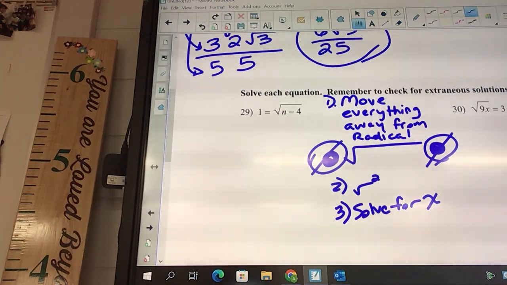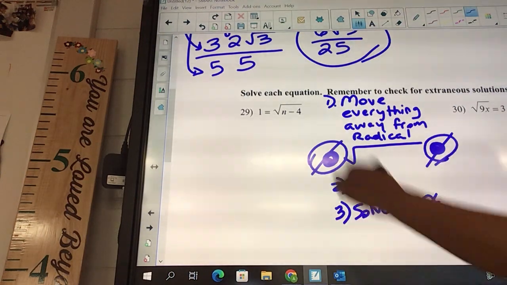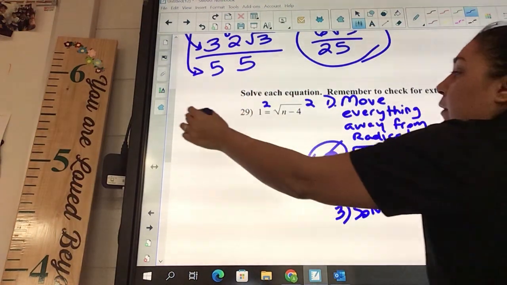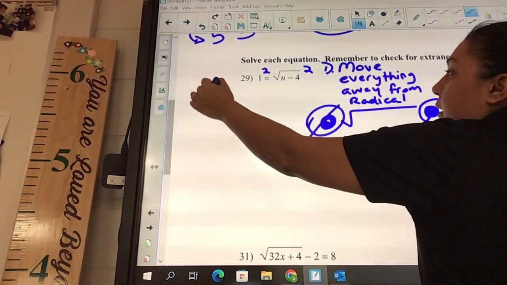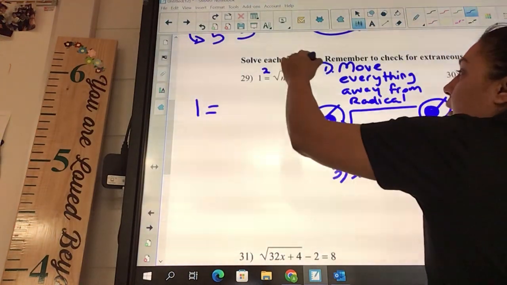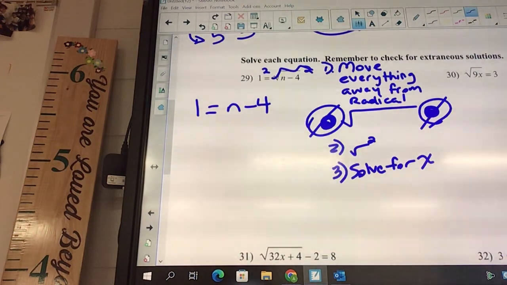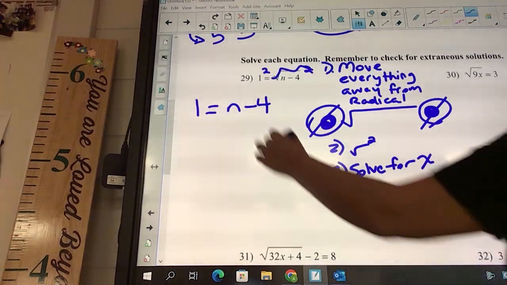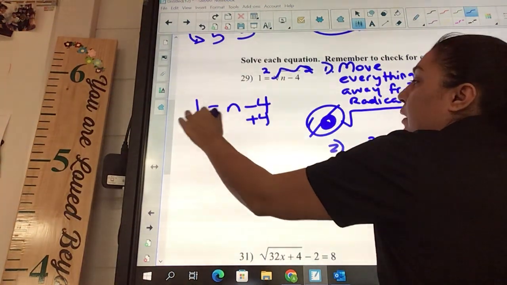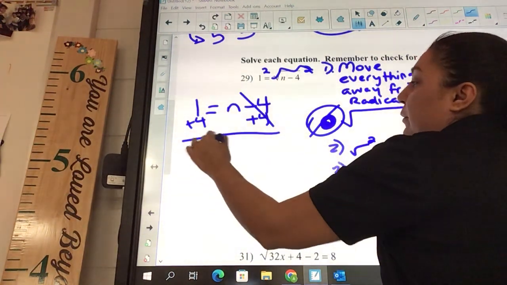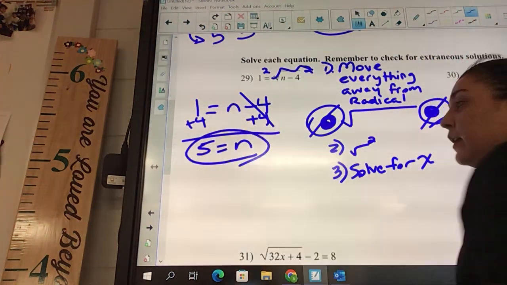For 29, is the radical by itself? Yes, so we go ahead and square both sides. 1 squared is 1, and on this side that cancels, so you get n minus 4. Then what do we do? Plus 4. So we get 5 equals n, and that one is done.